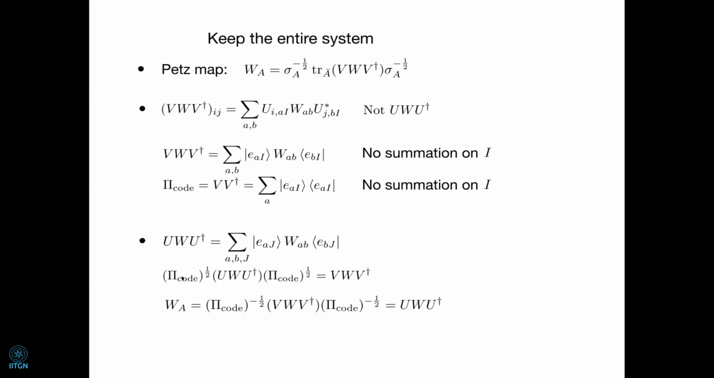However, if we multiply this from both sides by pi code to the power 1/2, we get exactly V W V dagger. So then what the Petz map told us to do is this: V W V dagger multiplied by pi code to the -1/2 on both sides is exactly U W dagger. So the Petz map looks like it has a complicated form. It's made of three parts, none of them are unitary. But when combined together, if you keep track of the indices carefully, you'll see that it's actually a unitary operator given by U W dagger.